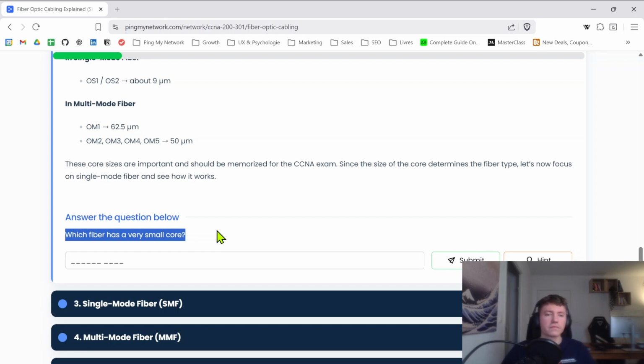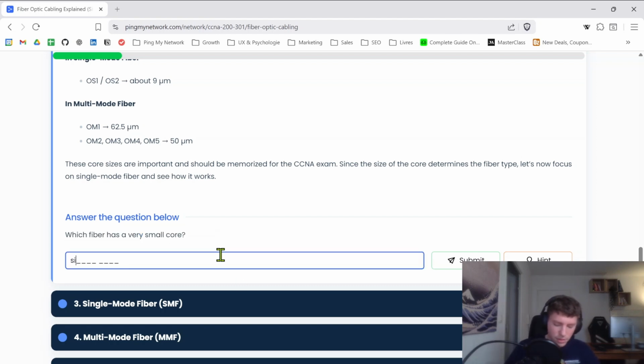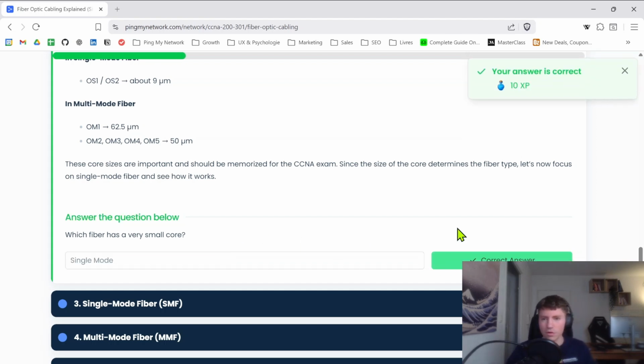Which fiber has a very small core? Single mode. Okay, that is correct.